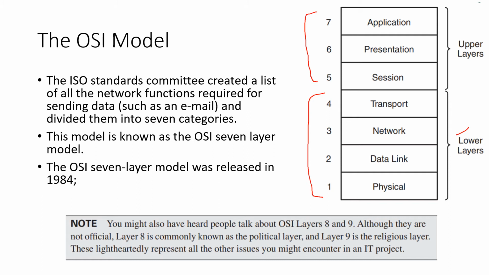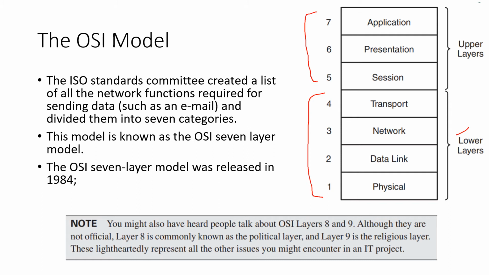The ISO or ISO standard committee created a list of network functions required for sending data such as an email and divided them into 7 categories or 7 layers. This model is known as the OSI 7-layer model, and this was introduced in 1984.